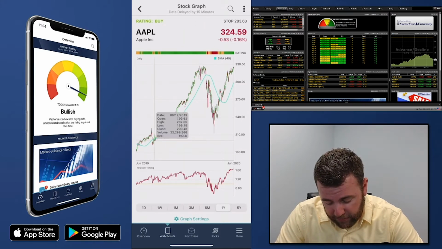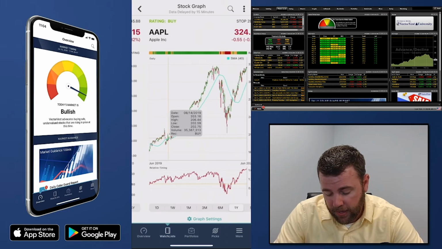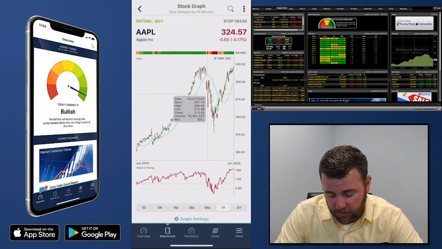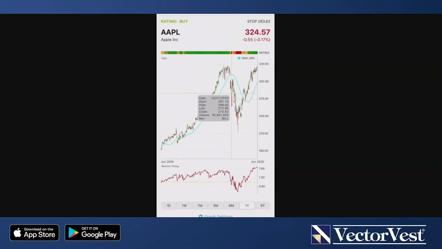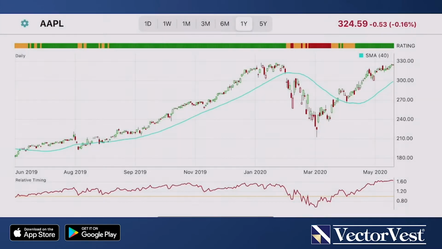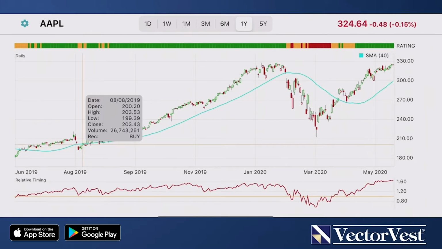You broke down here. Let's say you got in when it finally crossed back above. It was 203, hit a high. Let's get back into the graph so you guys can see this a little bit better here. There we go. All right. So back here, you had 203, right around $200 a share.